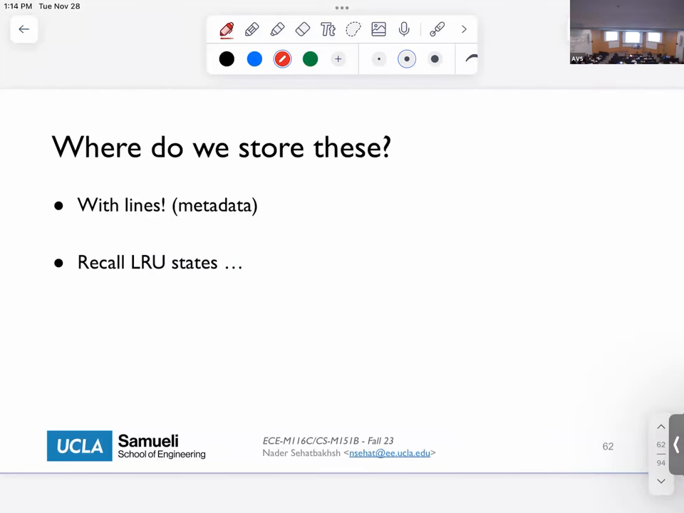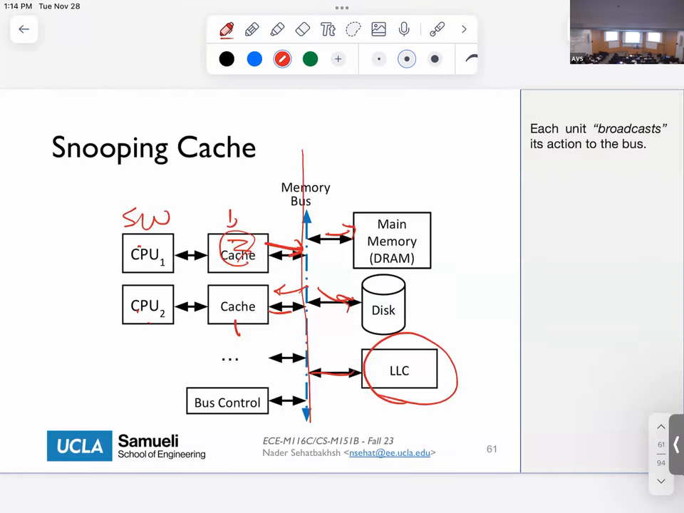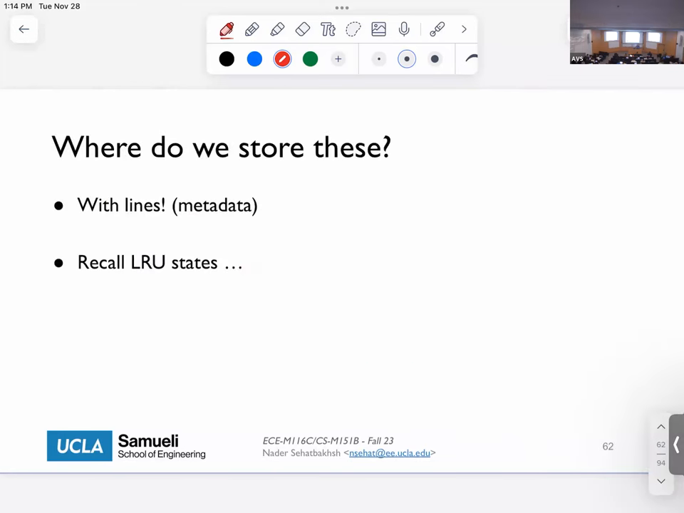So first of all, where do we store this metadata that somebody has it? We're basically going to store some states for each line. Where are we going to store the states? We can store them with the lines. Think about this as similar to what we had for an LRU, right? We have the position stored with the line. We can have the coherency states also stored with the lines, okay? So each line has one or two more bits for storing its coherency state, okay?